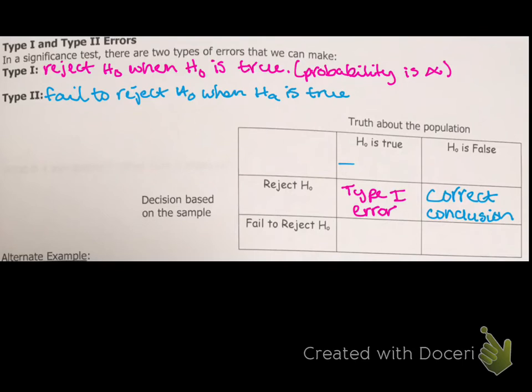On the bottom left, we fail to reject H sub O and H sub O is true. That means we made the correct conclusion. And in the bottom right, we fail to reject H sub O and H sub O is false. We have committed a type 2 error. Okay? All right. So let's look at a couple of examples of what these look like in real life situations.